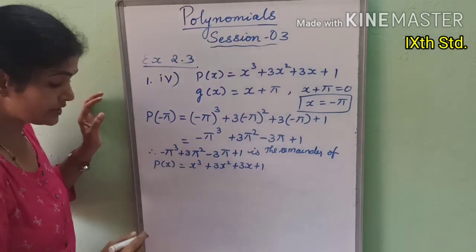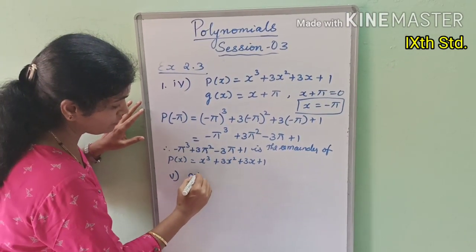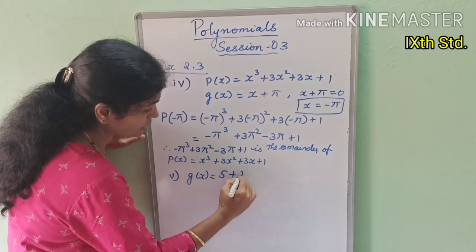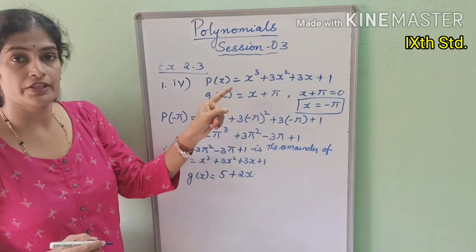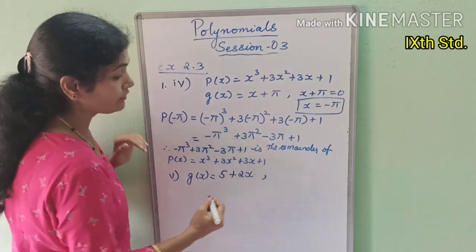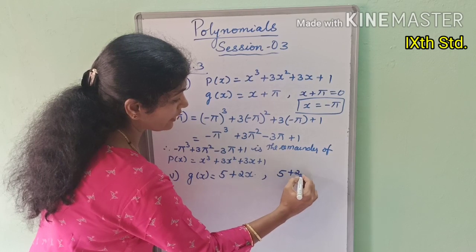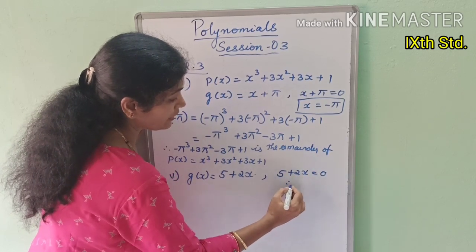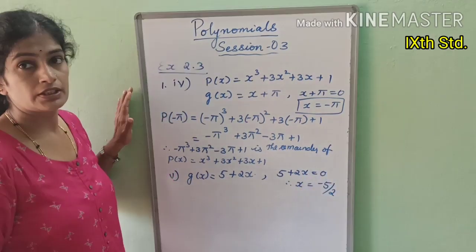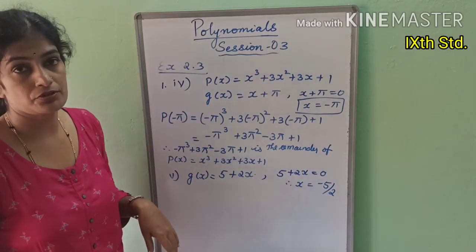Okay. Then we will see the last bit. What it is, fifth question, last bit. They have given you g of x is equal to 5 plus 2x. P of x is the same. G of x is equal to 5 plus 2x. So we will find the solution of this. That is 5 plus 2x is equal to 0. Therefore, x is equal to minus 5 by 2. Right? This x equal to minus 5 by 2, you are going to substitute in p of x.